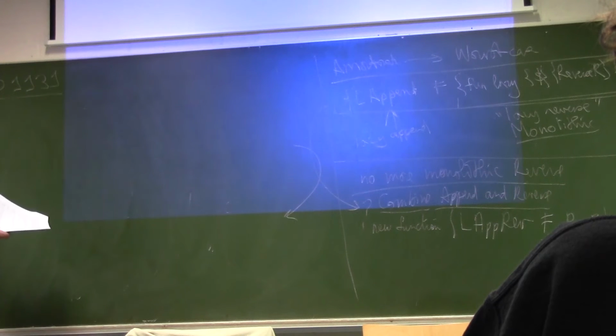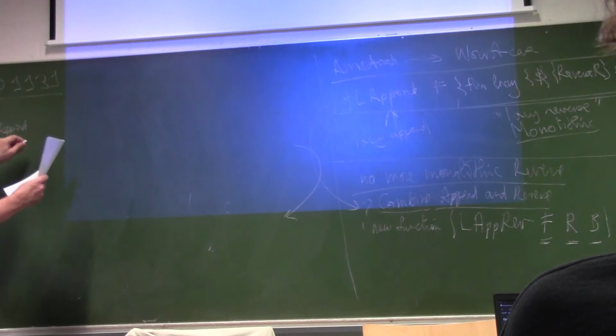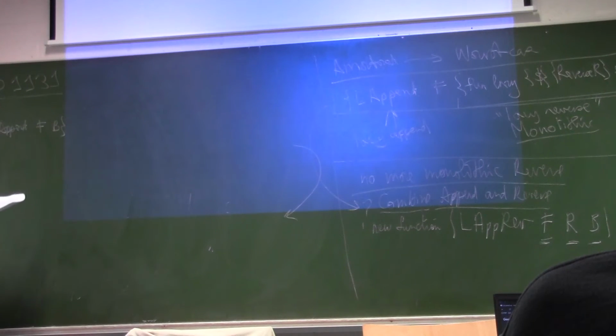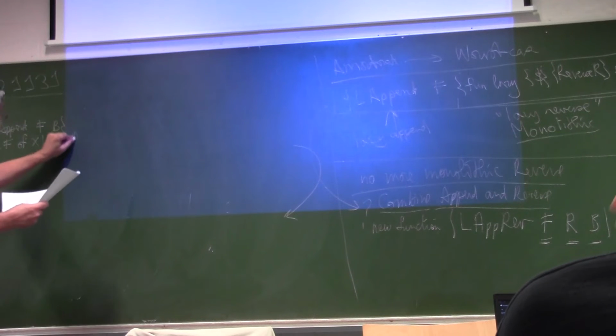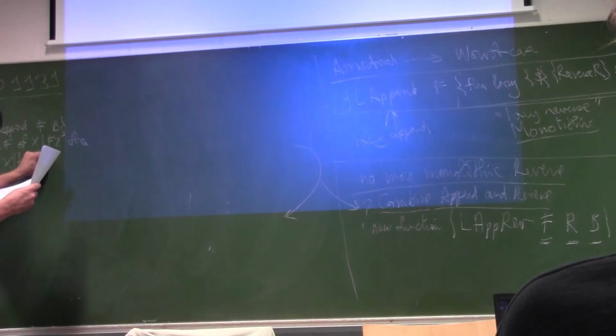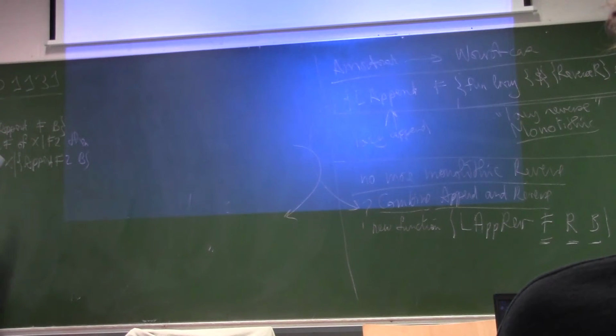Let me show you first an append, and then I'll show you how they're combined. So I have an append, and I pick the names of the variables: F of X, F2, then X append F2 B, and nil, then B. So this is append. It's appending F and B.